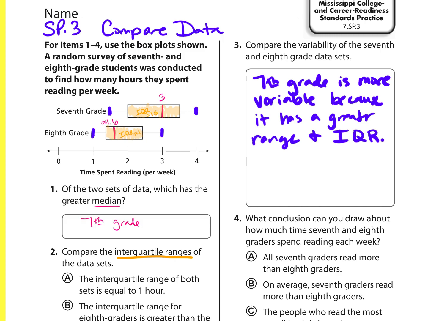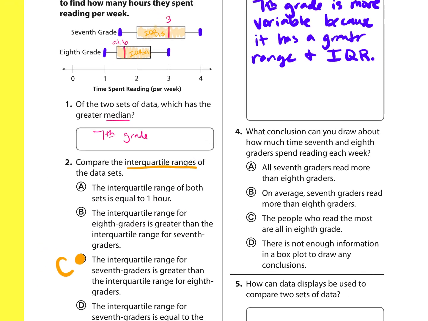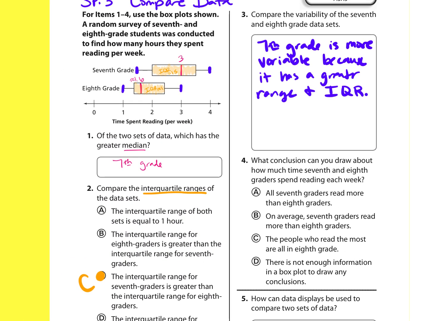And then question 4. What conclusion can you draw about how much time 7th and 8th graders spend reading each week? Well, we can see the 7th grade box plot is shifted further to the right. So we could say that on average, 7th graders read more than 8th graders.